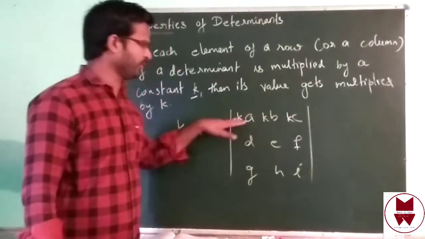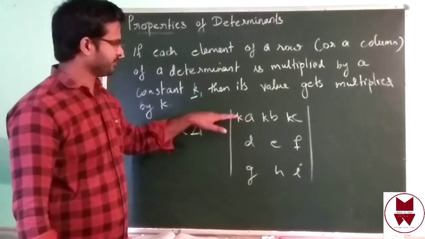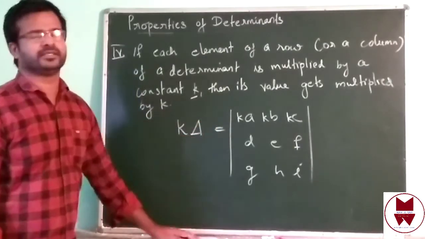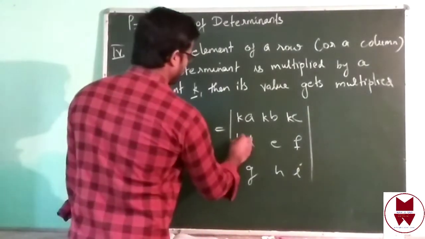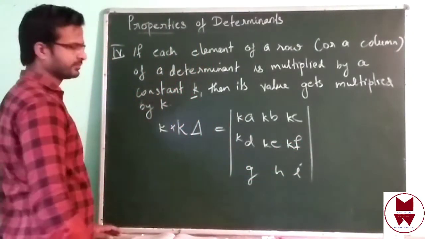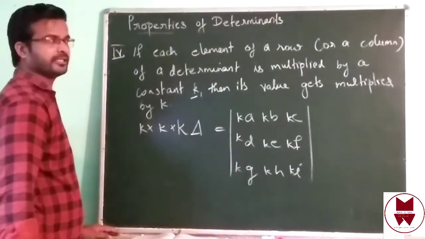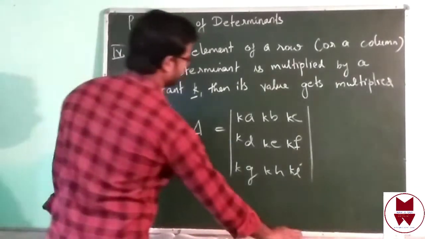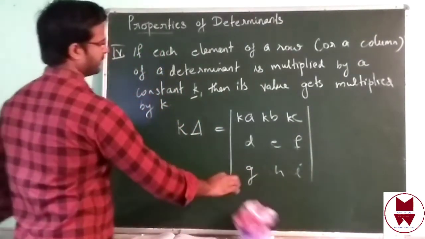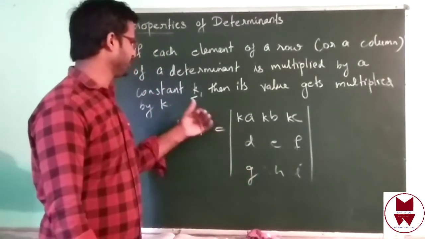We multiply only one row with one constant. k means one number, one scalar number. Then if you multiply one row, at the same time you have to multiply the determinant by k. Then again if you multiply the second row by k, that time again you have to multiply in here, and the third row, again you have to multiply by k. Clear? Here we multiply with k only one row. That time you have to multiply the value of the determinant with k.